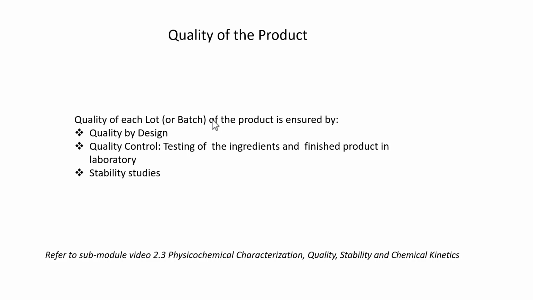Quality of the product is established by three related criteria. Quality by design, refer to module 2.3, physical-chemical characterization, quality, stability, and chemical kinetics. Quality control, testing of ingredients and finished product and in-process testing done in the laboratory. Stability studies of the product are designed following the regulations and industrial standards. We'll look at quality by design, quality control, and stability studies for solution dosage.